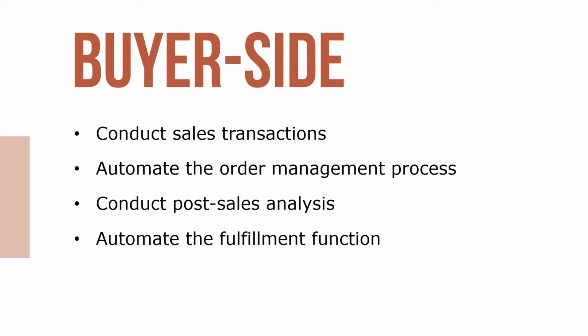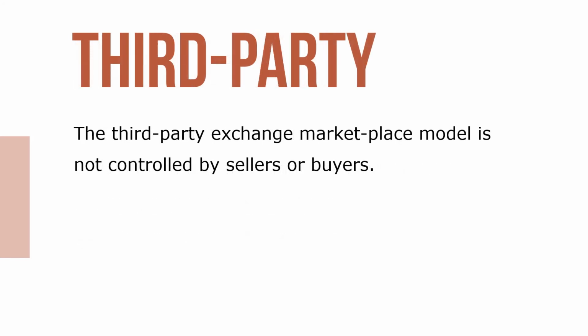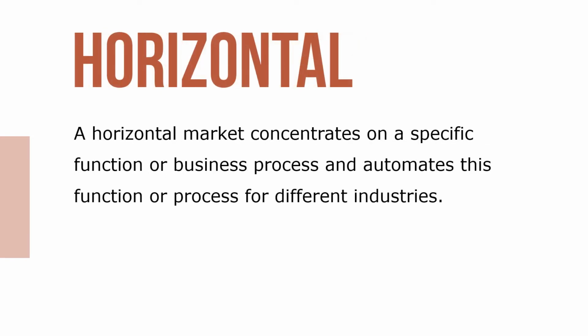The third-party exchange marketplace model is not controlled by sellers or by buyers. Instead, it's controlled by a third party, and the marketplace generates revenue from the fees charged for matching buyers and sellers. A horizontal market concentrates on a specific function or business process and automates this function or process for different industries.